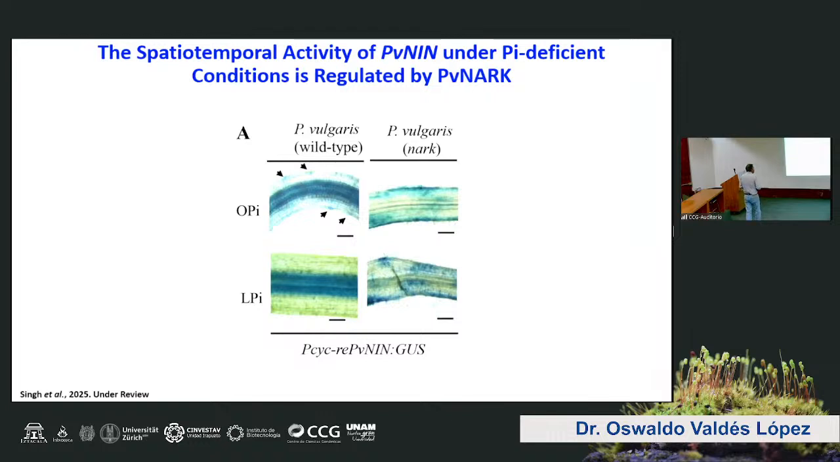And the interesting point is that, if you remember this picture, the patchy pattern under optimal phosphate condition and the absence of this pattern under low phosphate condition in wild-type plants. But when we did the same experiment using the same transcriptional fusion, you can see that this patchy pattern is also observed in plants growing under low phosphate condition, and I'm talking about the NARC mutant. So with this data, we are informing that at least the NARC receptor is really important to control the number of nodules under low phosphate condition.